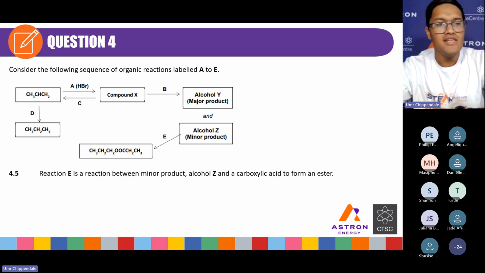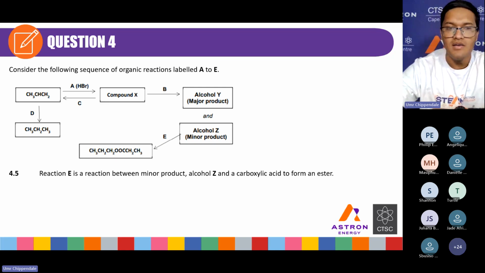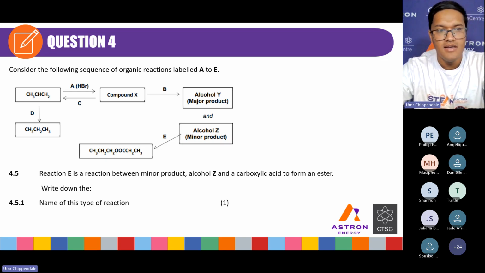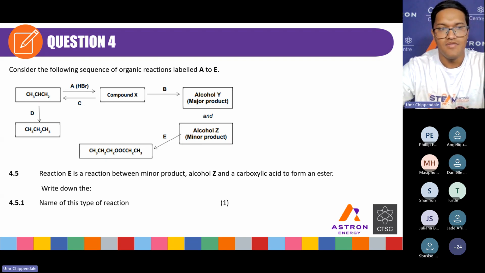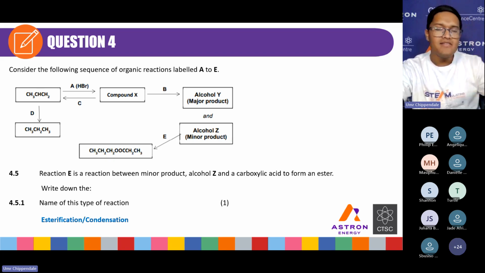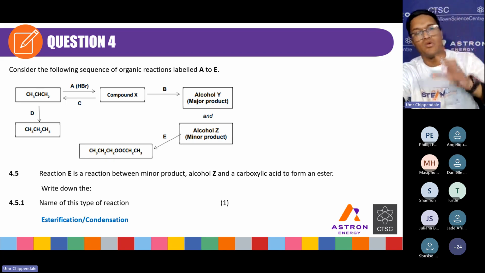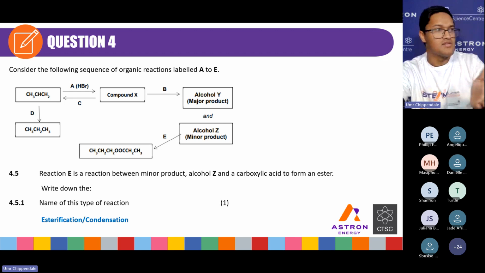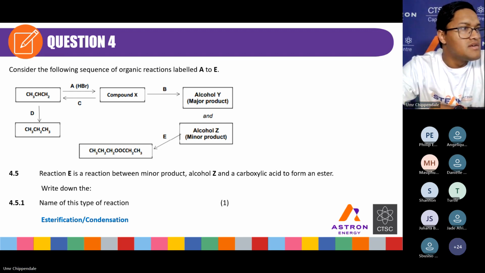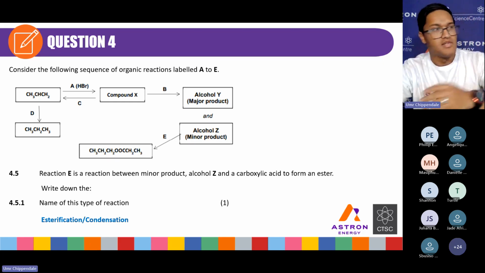4.5. Reaction E is a reaction between minor product, alcohol Z, and a carboxylic acid to form an ester. Here we need to write down the name of this type of reaction. Well, we're trying to form an ester, so that's going to be esterification, or you could just call it condensation. Esterification forms part of the group of condensation. In most cases, most people just write down esterification, but this forms part of it. I'm just going to put it inside over there, guys.